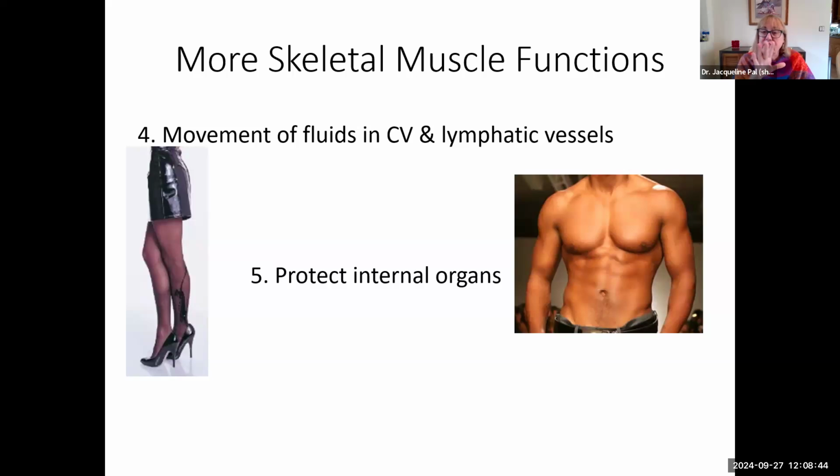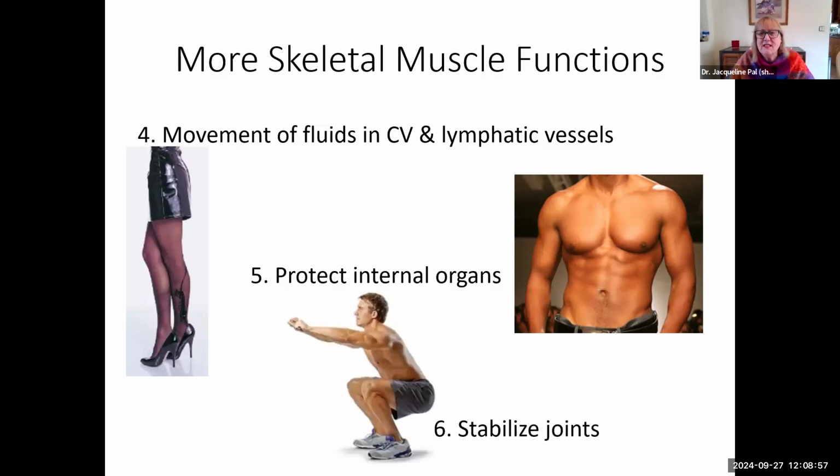Another function is in your abdominal area, as well as in your back. We have multiple layers of skeletal muscle there, which help protect our internal organs. And the last general function is that the tendons that indirectly attach our muscles to our bones cross the joints. And by doing so, they help stabilize those synovial joints, because otherwise those synovial joints with their cavities would be more prone to dislocations.